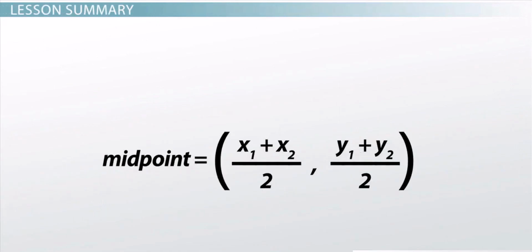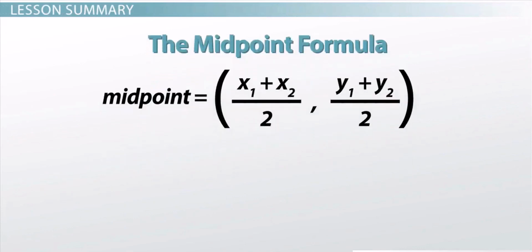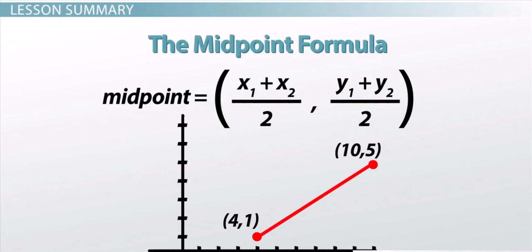To quickly review what we've learned, the midpoint formula helps us find the point that is in the exact middle of any line segment. If we know the endpoints of the line segment, then the midpoint has the coordinates given by this formula, and all this really is, is the average, or the middle, of the x coordinates and the average of the y's as well.